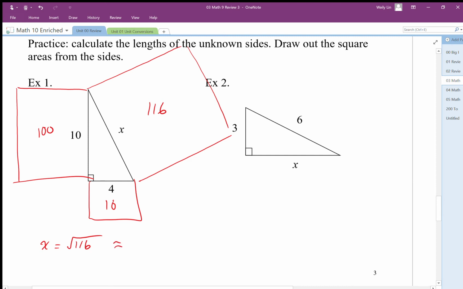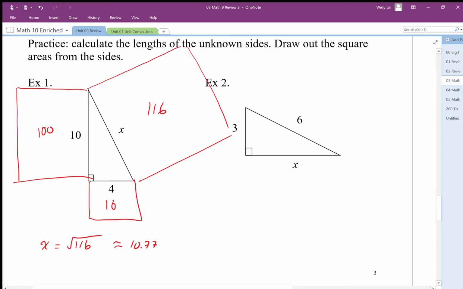Now, we're really going to keep it as square root 116, but as a decimal value, sometimes we do want to know the decimal values, and it's approximately 10.77. Okay, so that's about 10.77.